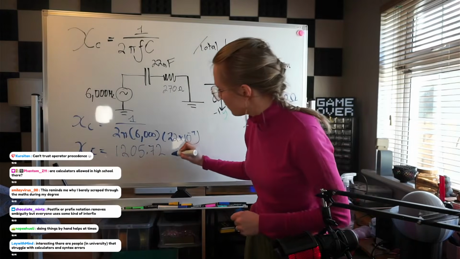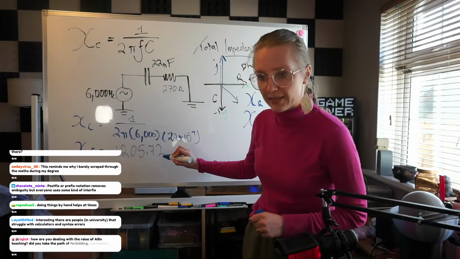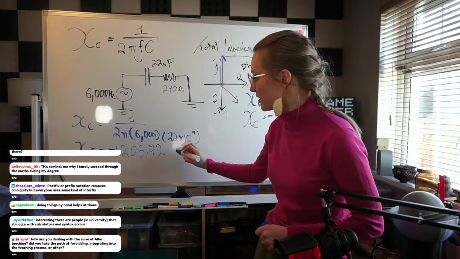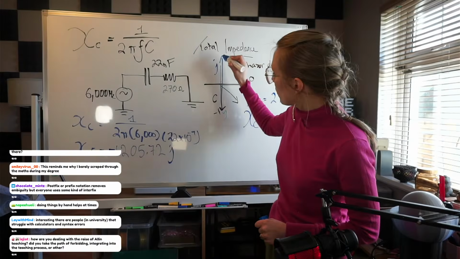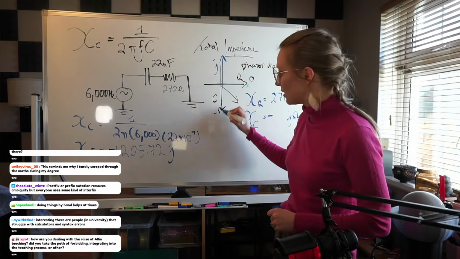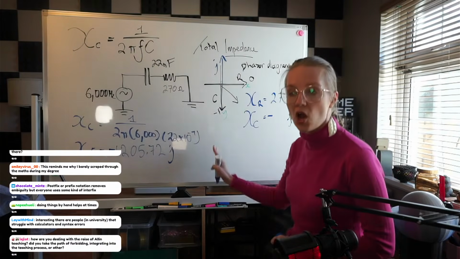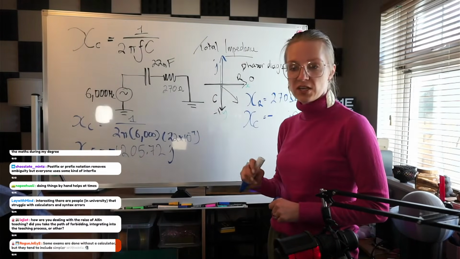Okay, so if I were to write that this is the reactance, it would be minus 1205.72 J. So on this plot of the unit circle, it's minus 1,205, and I put the symbol J because it's on the imaginary axis. Does that make sense?